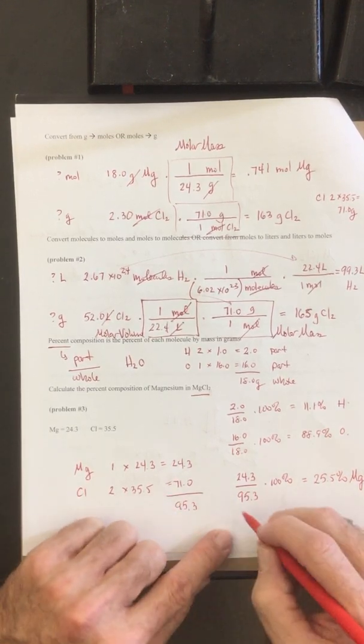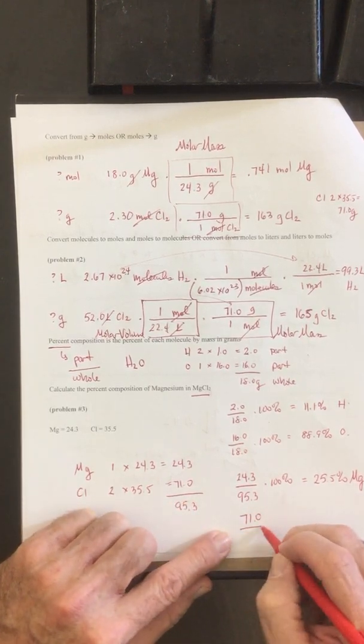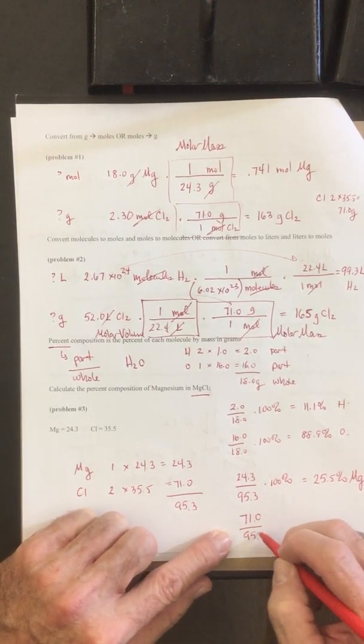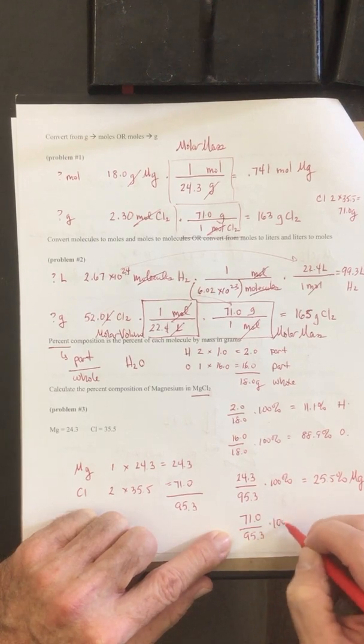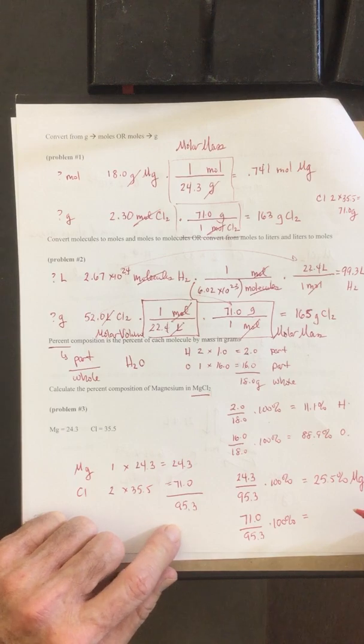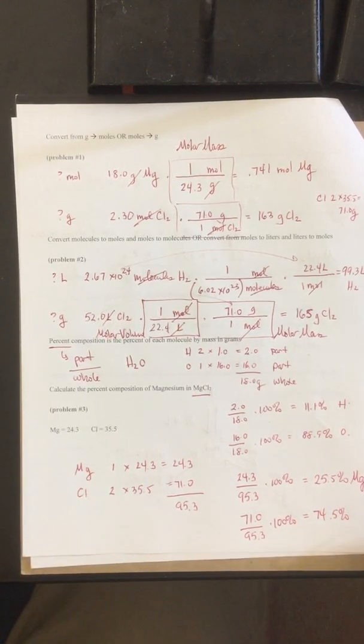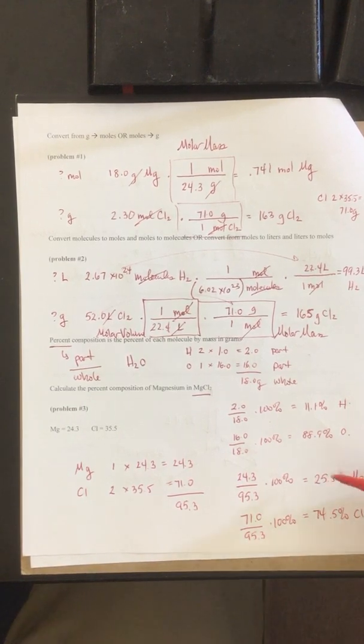The other part is going to be chlorine. The mass of chlorine, because we have 2 of them, is 71.0. Divide it by the mass of the whole molecule and multiply that by 100%. This should give you on your calculator 74.5%. So 25.5% is magnesium, 74.5% is chlorine.